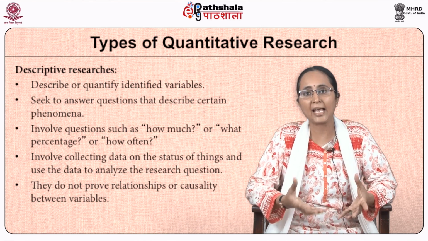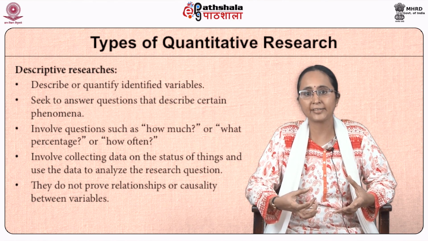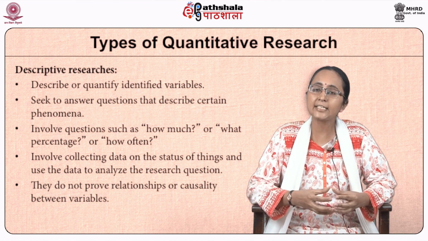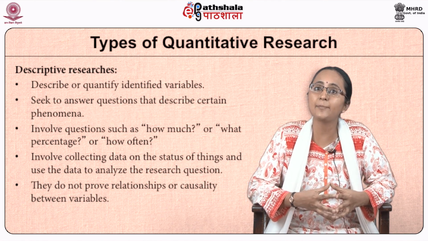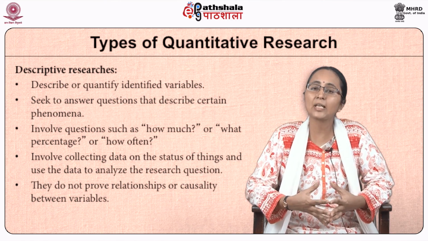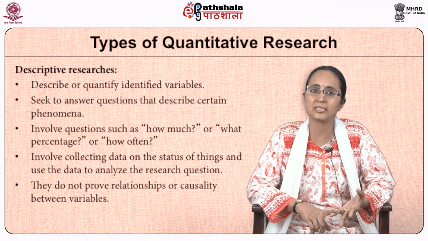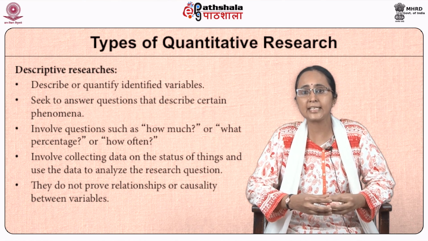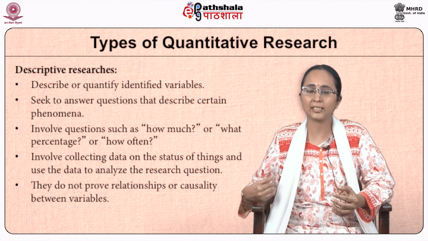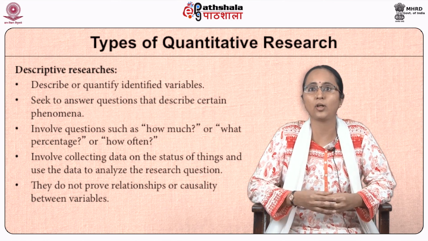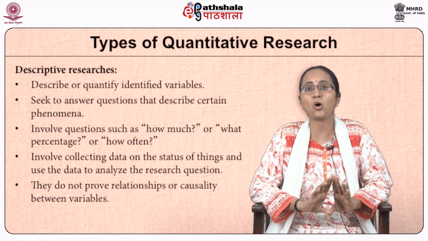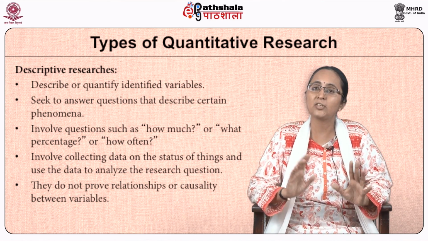Okay? The first type is a descriptive research, which, as can be seen from the title, describes or identified variables. It seeks to answer questions that describe certain phenomena. So, it will have questions such as how much, what percentage, how often. It involves collecting data on status of things and using the data to analyze and provide information on the research question. These do not prove relationships or causality between variables.